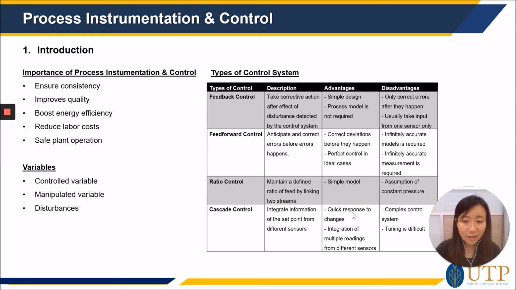There are several variables under the P&ID, which are the control variable, manipulated variable, and disturbance. There are different types of control systems, namely feedback, feed-forward, ratio, and cascade controls. The description, advantages, and disadvantages of all these control systems are listed as follows.